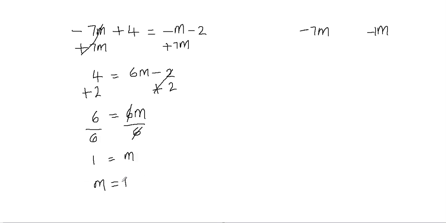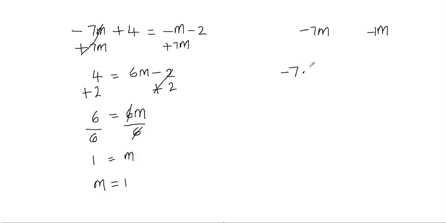Now, if you want to check whether this answer is correct or not, you can just plug this value back into the equation again. And if you get the left-hand side equal to the right-hand side, that means your answer is absolutely correct. So let's do that real quick. What happens if I plug in 1 in place of m? This is going to be negative 7 times 1.